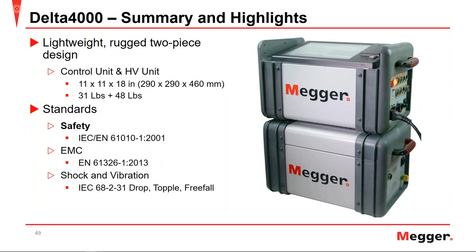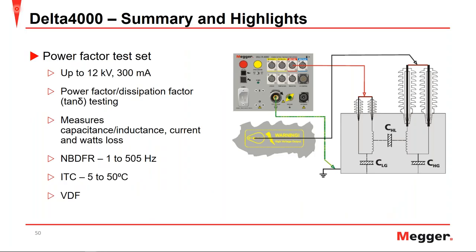It was designed and manufactured with standards such as safety standards, the EMC standards, and shock and vibration standards in place. The Delta 4000 is a power factor test set that's capable of 12 kV and 300 milliamps and measures capacitance or inductance, current, and watt loss. It is capable of narrowband dielectric frequency response from the range of 1 to 505 Hertz, individual temperature correction when in the ambient temperature range of 5 to 50 degrees C, and utilizes the voltage dependence factor functionality.